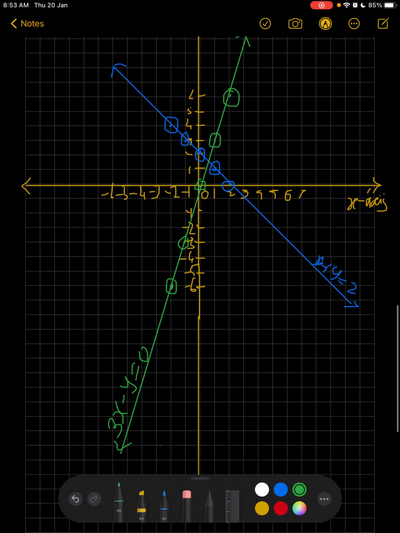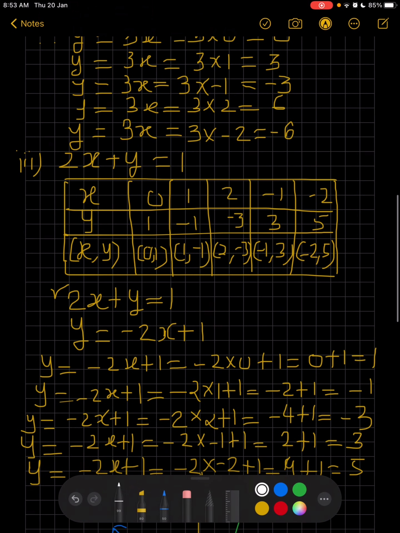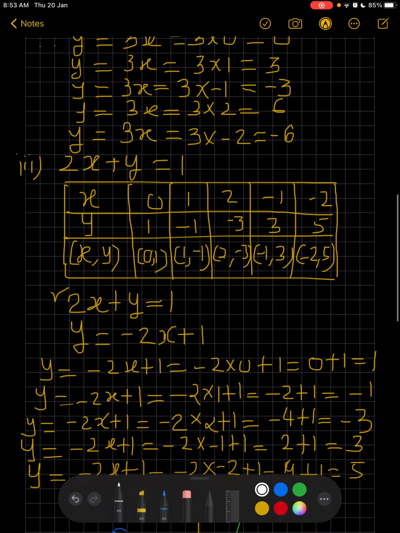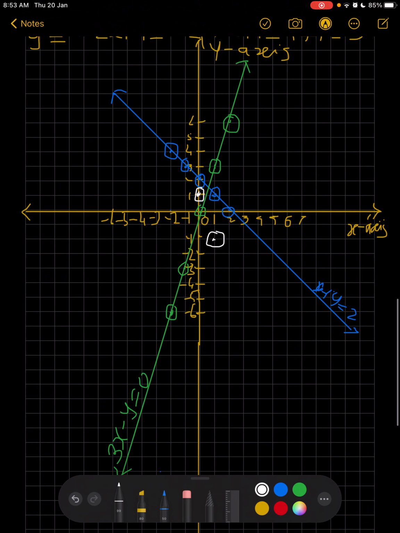Now I have to take 0, comma 1 here. Different color we have decided. Let me check white color. 0, comma 1 will be on the y-axis. Then 1, comma minus 1. It will be in the fourth quadrant. Then you have 2, comma minus 3, again in the fourth quadrant.